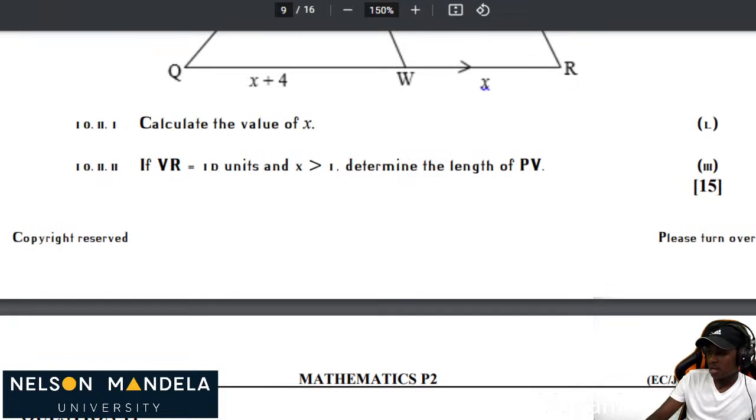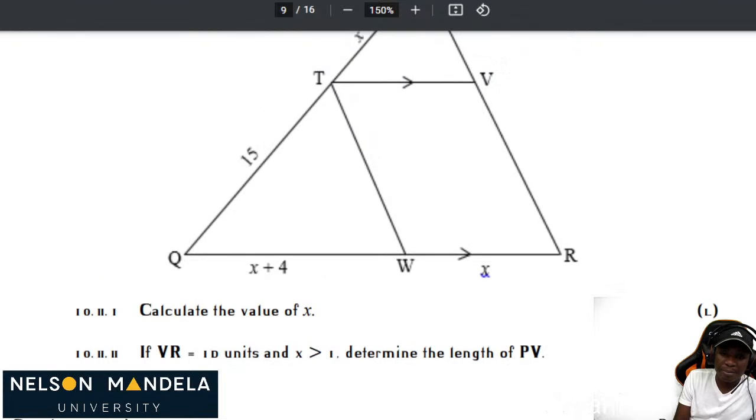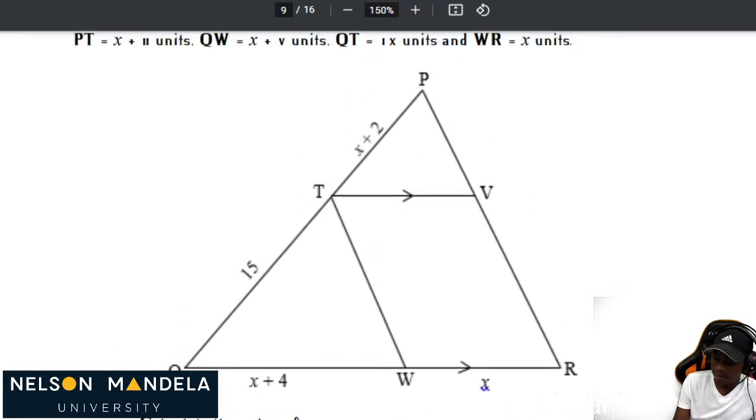Oh, that's easy. Again, we're going to use our prop theorem. Check out that we have PV over VR, which is equivalent to PT over TQ. What's your reason? Your reason always is the prop theorem. And now you state your parallel sides, which is TV. As we can see, TV is parallel to QR.